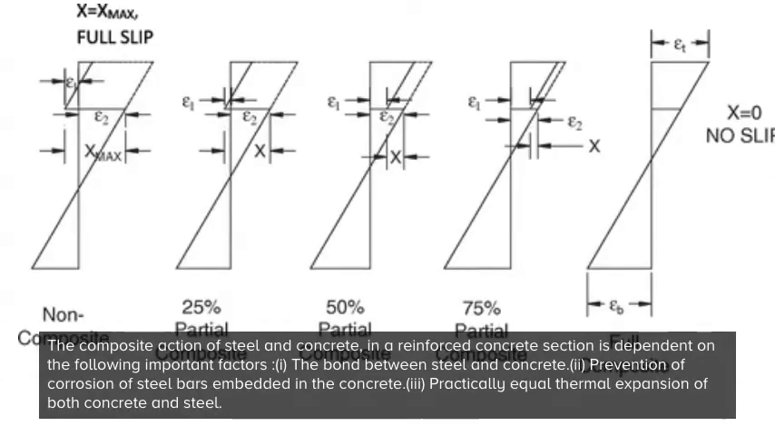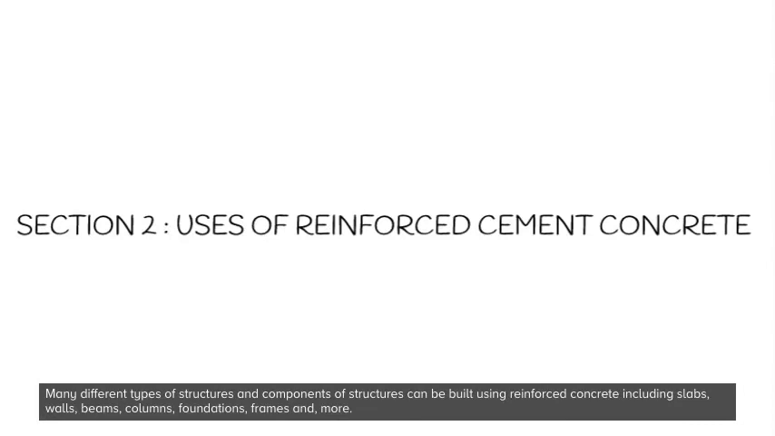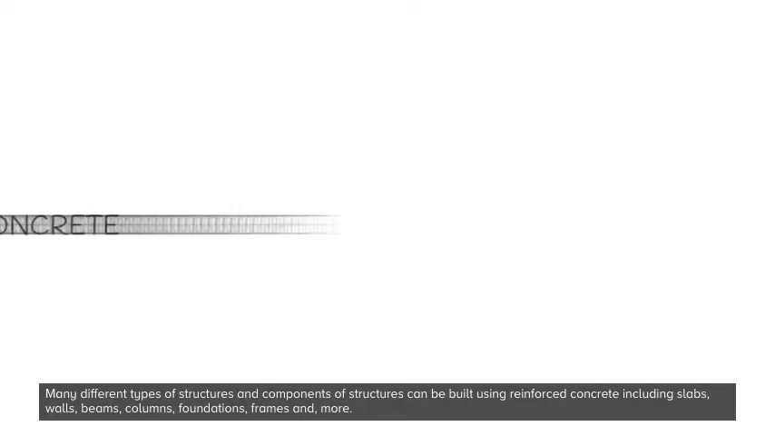The composite action of steel and concrete in a reinforced concrete section is dependent on the following important factors: 1. The bond between steel and concrete. 2. Prevention of corrosion of steel bars embedded in the concrete. 3. Practically equal thermal expansion of both concrete and steel. Many different types of structures and components of structures can be built using reinforced concrete, including slabs, walls, beams, columns, foundations, frames and more.